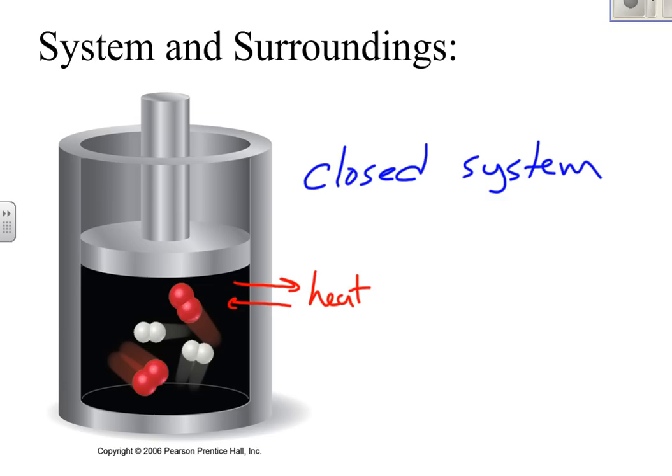We can also have the system do work on the surroundings by having the piston move up. So in other words, the system would push the surroundings, it would do work on the surroundings. Or if we were to do the other way, if we were to push down on the piston, then the surroundings would do work on the system. So it's very, very important that we get those ideas down. Work done by the system, piston would go up. Work done by the surroundings on the system, piston would go down.